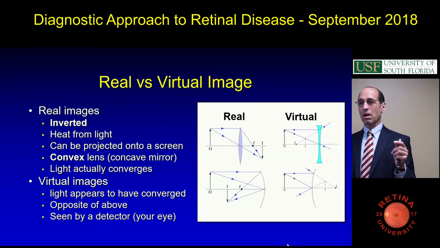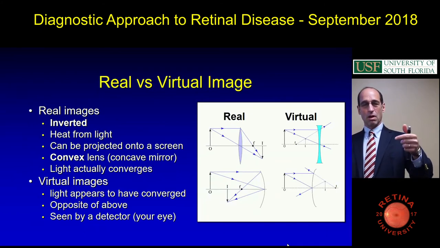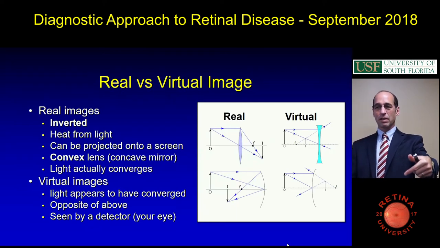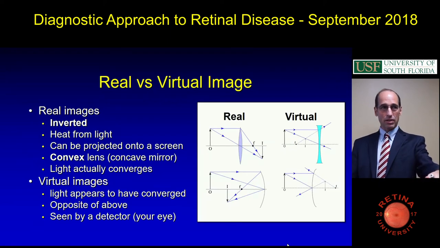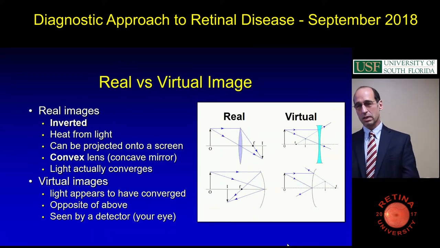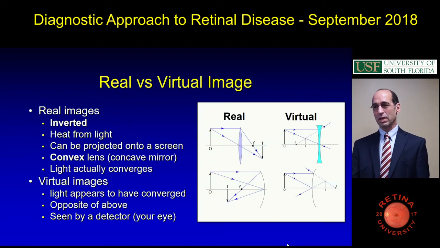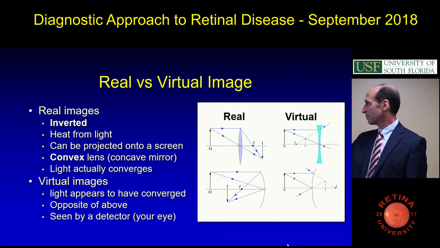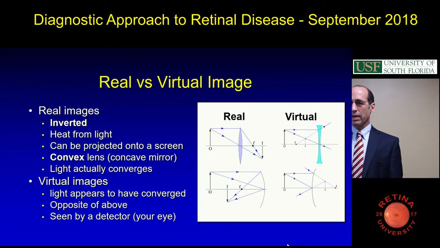Virtual images are opposite most of that. So they're upright. Where light appears to have converged, but it doesn't actually, and they can be seen by a detector, even though they can't be projected on a screen. So when you look in the mirror, is that real or virtual? It should be like 2 seconds. Virtual, because it's upright. So all you remember is upright's virtual, inverted's real. It's an easy way to remember it, because otherwise it's super confusing. And then the diagram kind of shows you how they form and where they are.